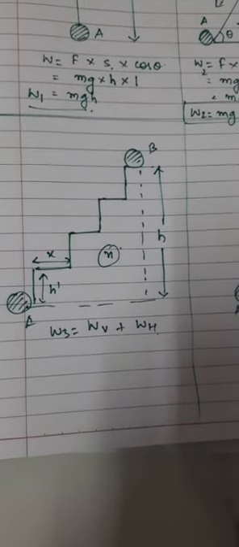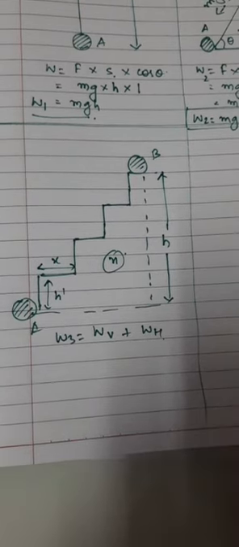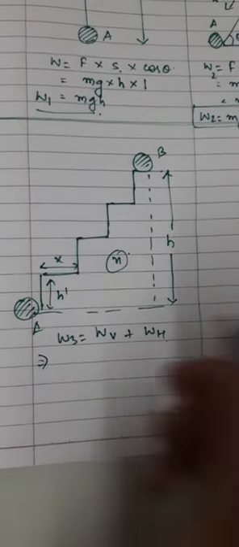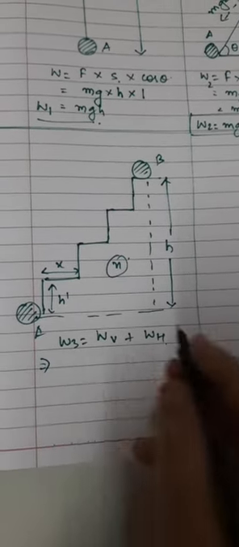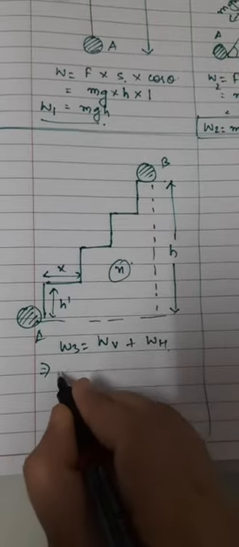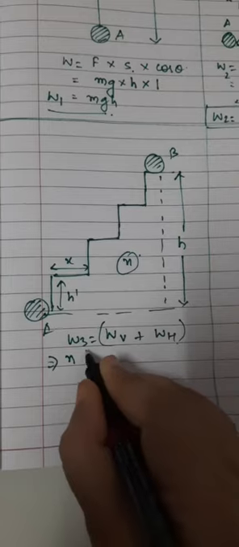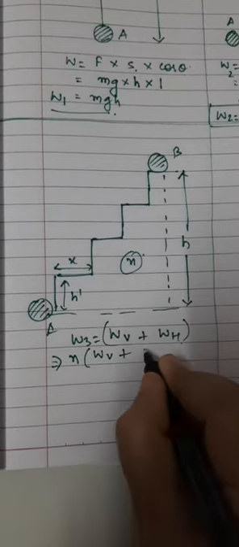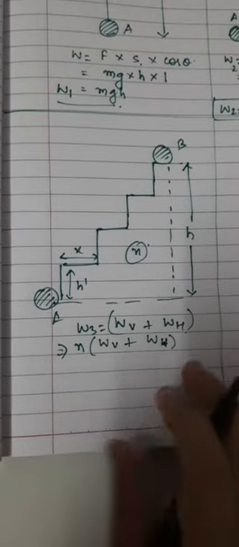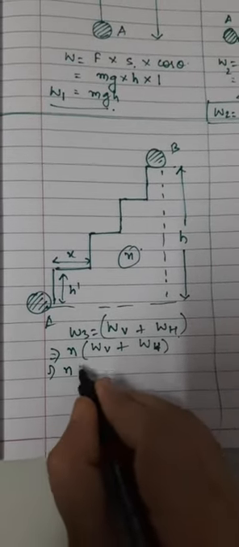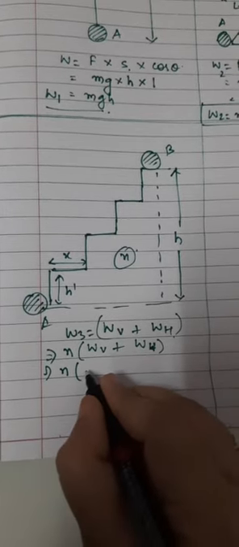Okay, so work done in horizontal and the work done in vertical can be divided in this way. Let us start with the vertical. First of all I have to multiply the whole formula with n, because there are n steps. So n into work done in the vertical component and work done in the horizontal component. Work done in the vertical component will be force into displacement into cos theta.